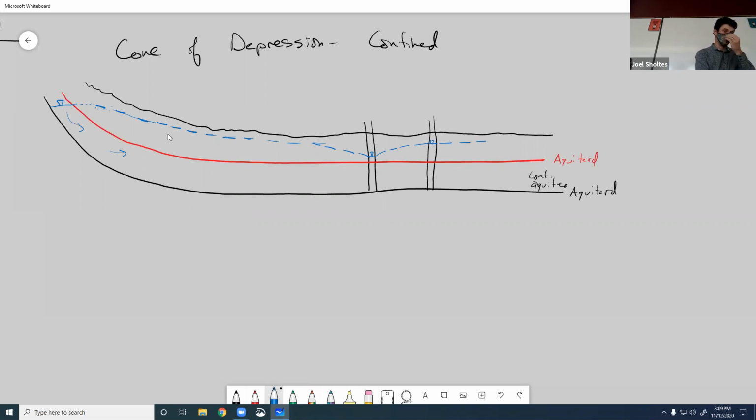So it's really just like an imaginary cone of depression. So wherever you put that well in, the water's only going to rise so far based on that cone of depression. And if we're pumping out at a certain flow rate out of that well, let me just define this as potentiometric surface.